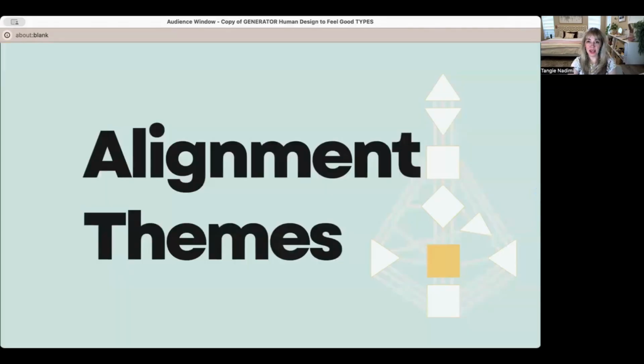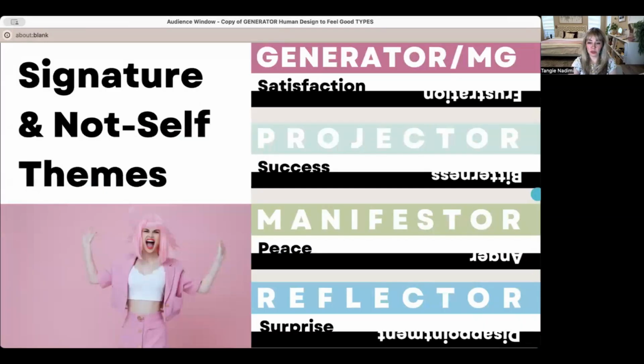So each of the types has their alignment theme, which I've mentioned a few times. It's your signature and not-self theme. So generators, manifesting generators, their signature theme, the way that they know that they are living according to their strategy and their aura is that feeling of satisfaction with life. The way that they know they're out of alignment is frustration, and each of the types has their own signature and not-self theme. In projectors, we see success versus bitterness. Manifestors, we see peace versus anger. And in reflectors, we see surprise versus disappointment.